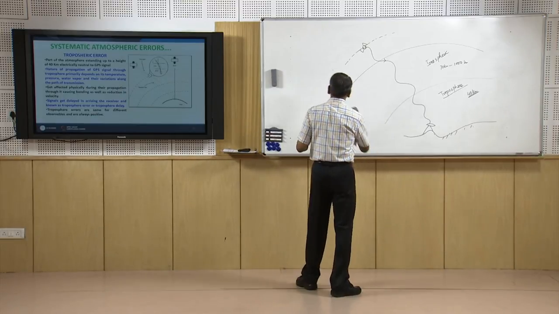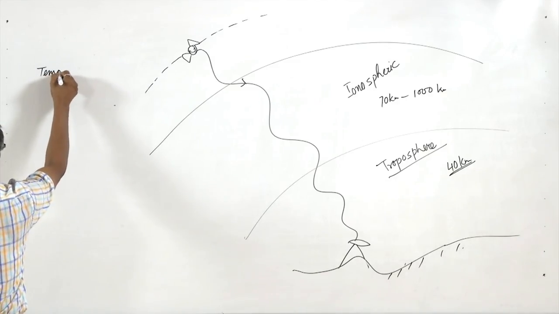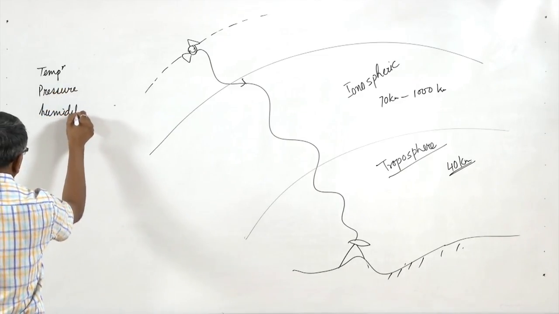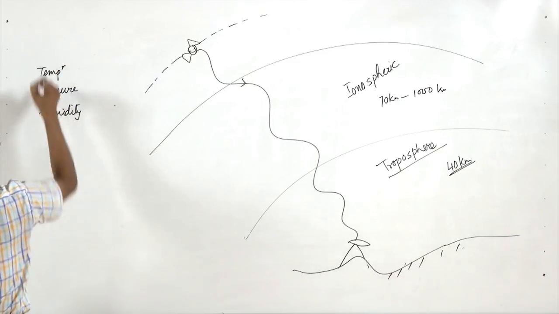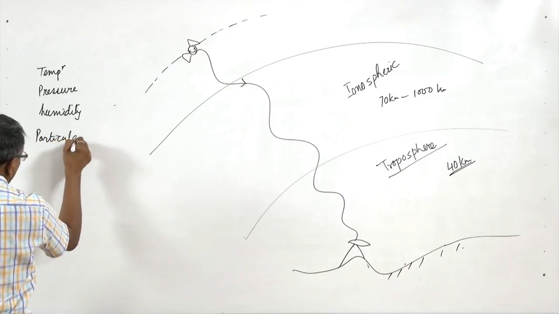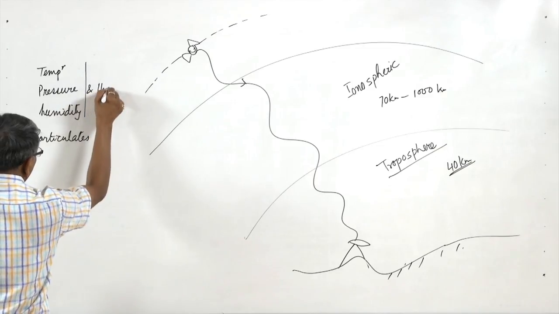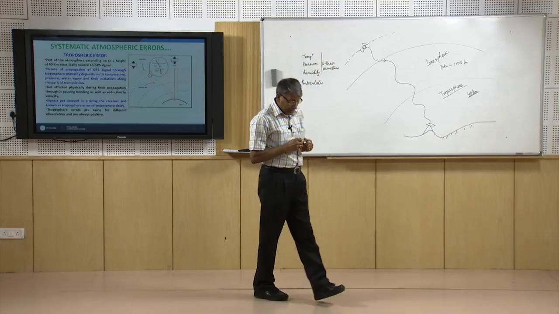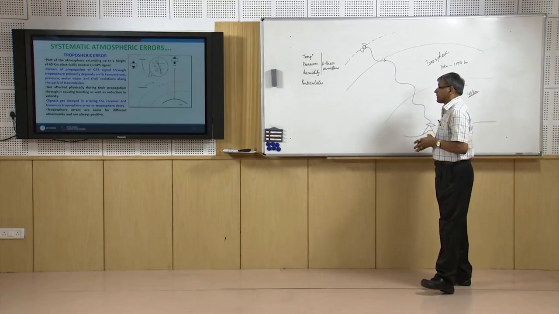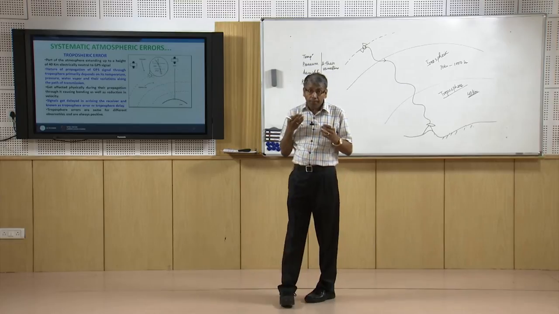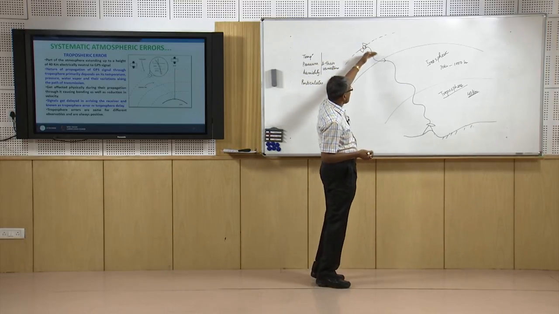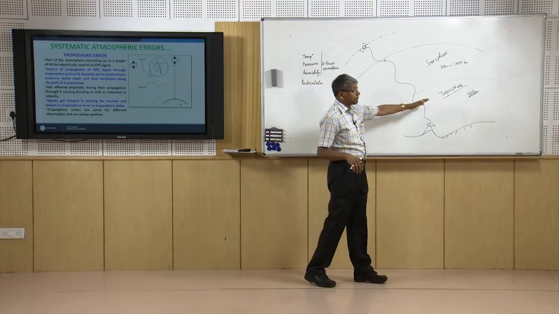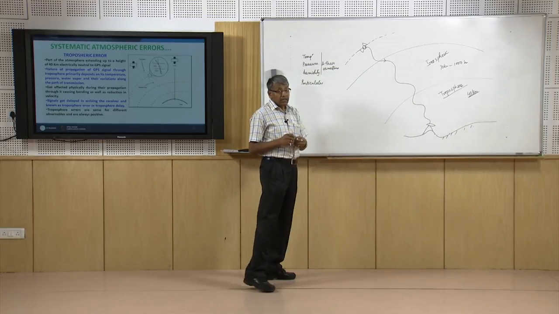And the tropospheric error is caused due to the temperature, pressure, humidity and their variations. So apart from particulates, temperature, pressure, humidity and other particulates, their presence and their variations may cause the physical obstruction of the transmission or propagation of the GPS signal through the troposphere, and also it will deviate.